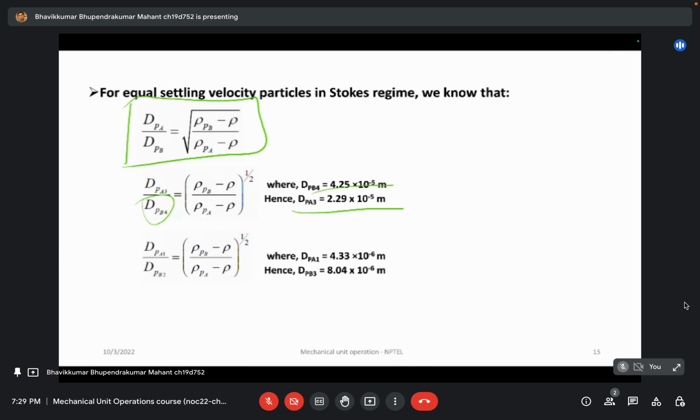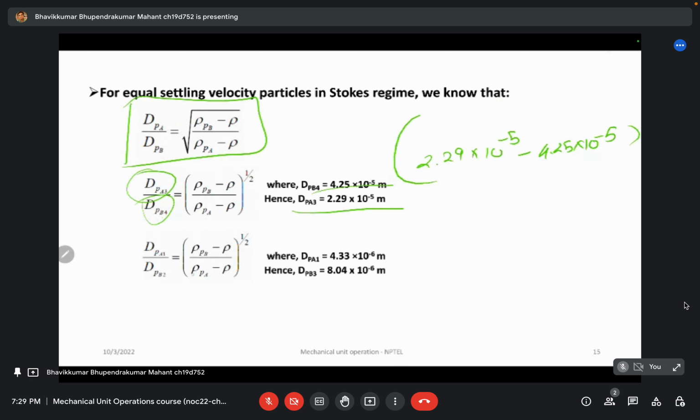Now we will do the same calculation for dpb. Here we will get the value of dpa3 by substituting the largest particle as dpb4. So we will get the range for dp for the particle size A fraction, which is 2.29 to 4.25 into 10 to power minus 5.